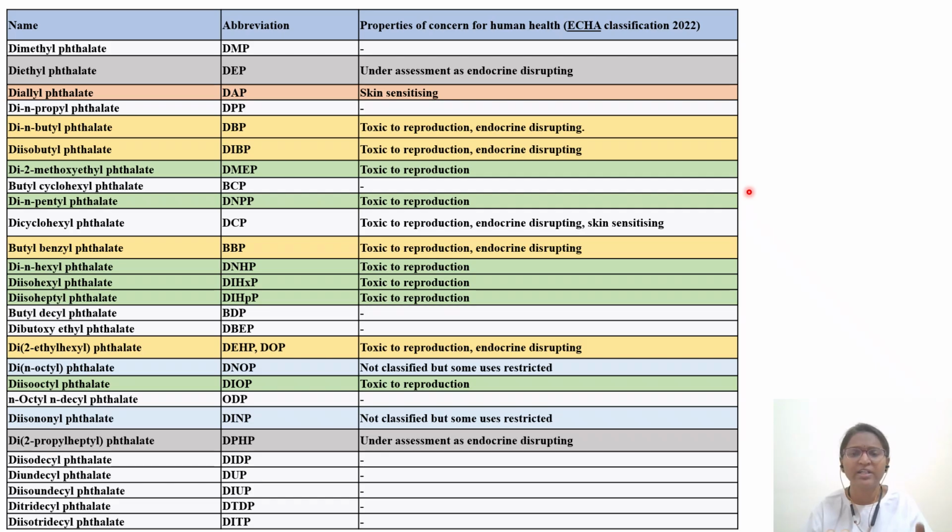On the complete left side, you can see the type of phthalates and the type of potential toxicity of concern. I have given color coding also: phthalates which are toxic to reproduction and endocrine disrupting. Some of them only affect reproductive toxicity, some of them only cause endocrine disruption.